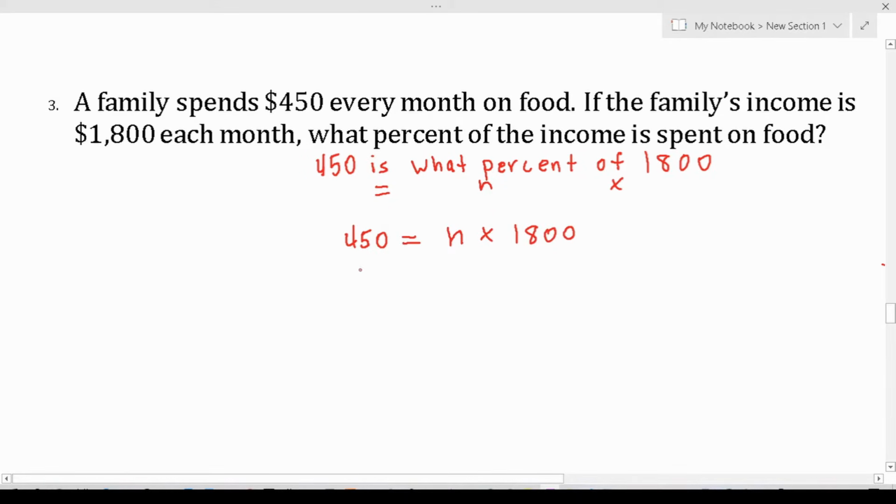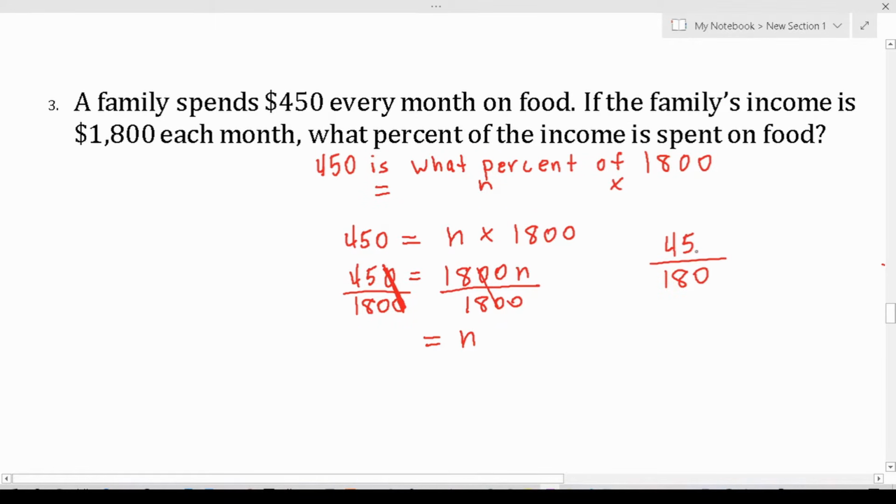Again, let's clean this up a little bit. 450 equals 1,800 times n, or 1,800n. Again, we're solving for n, so we're going to divide both sides by 1,800. This is going to cross out, leaving you with just n on this side. And as we can see, n equals 450 divided by 1,800. To make this a little bit easier, we can cross out these corresponding zeros. So this becomes 45 over 180.